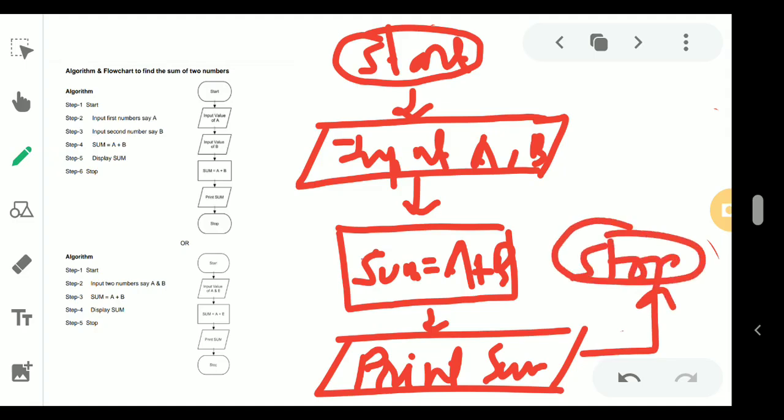You do this vertically, okay? Due to the shortage of space, I'm writing in this way, okay? I hope this algorithm is clear. We are moving to the next one.